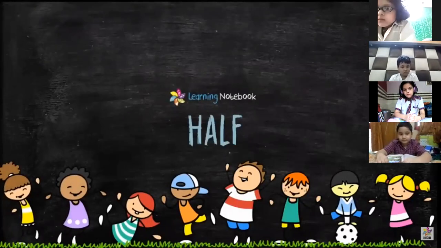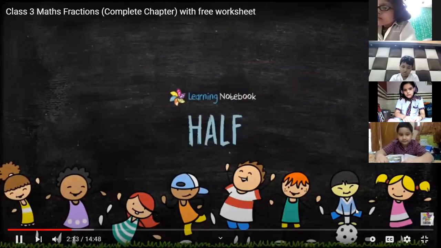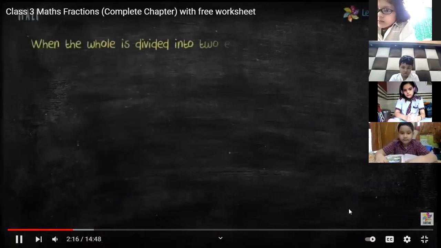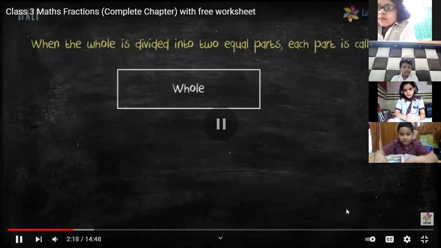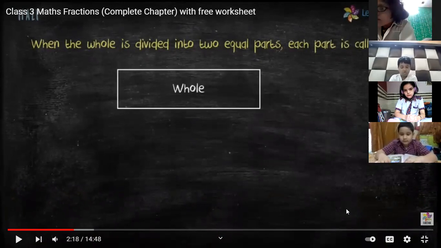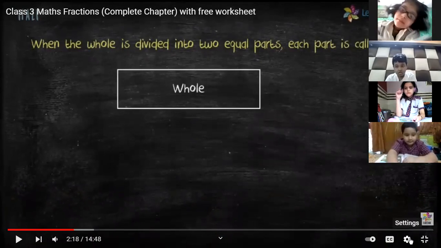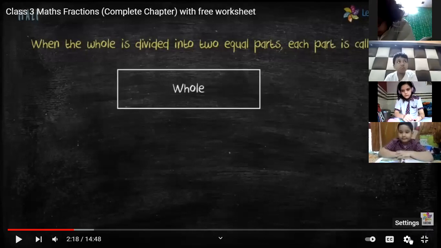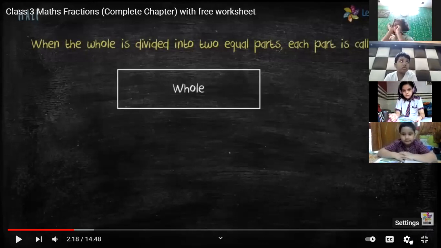Now let us understand what is half. Okay, beta, listen to it very carefully. This concept is actually very important. Vidisha and Krishank, now you can mute. When the whole is divided into 2 equal parts. Whole means what? I have just told you the meaning of whole. Whole means the complete thing.